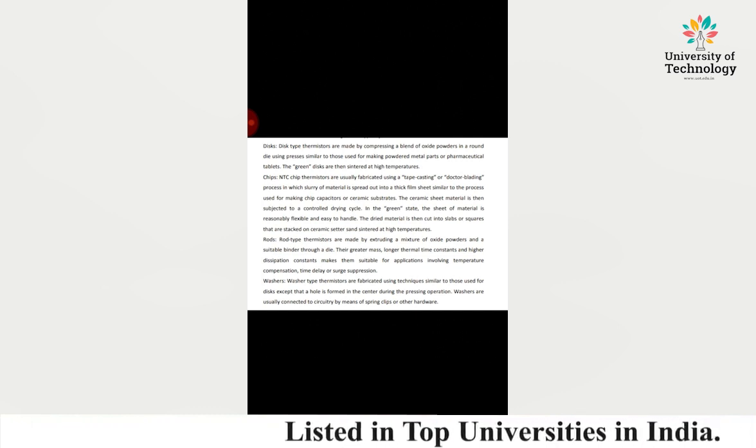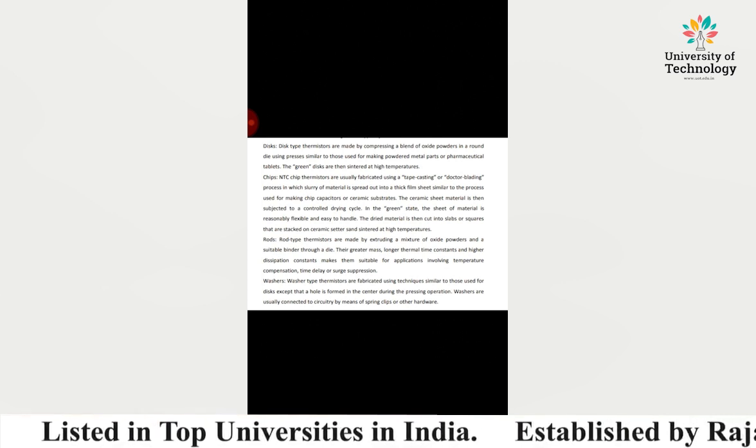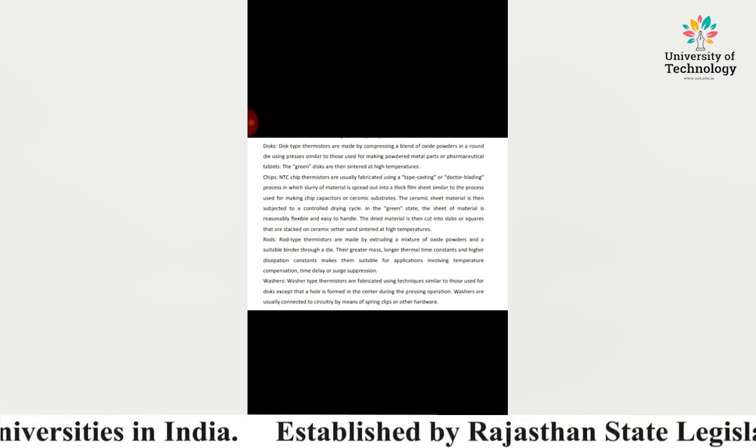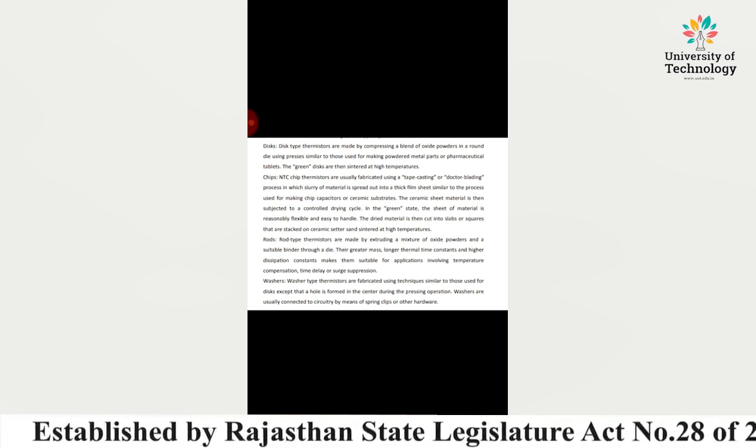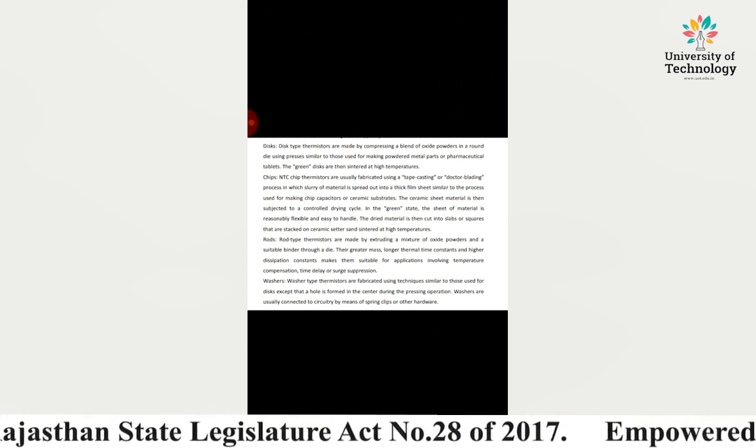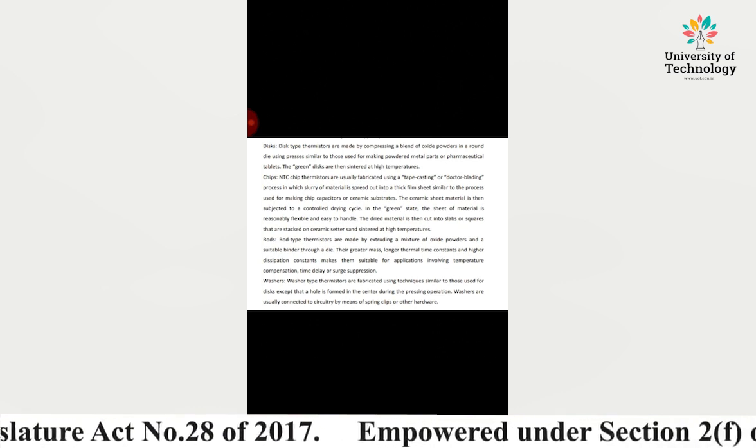In the green state, the sheet of material is reasonably flexible and easy to handle. The dried material is then cut into slabs or squares that are stacked on ceramic setters and sintered at high temperatures.